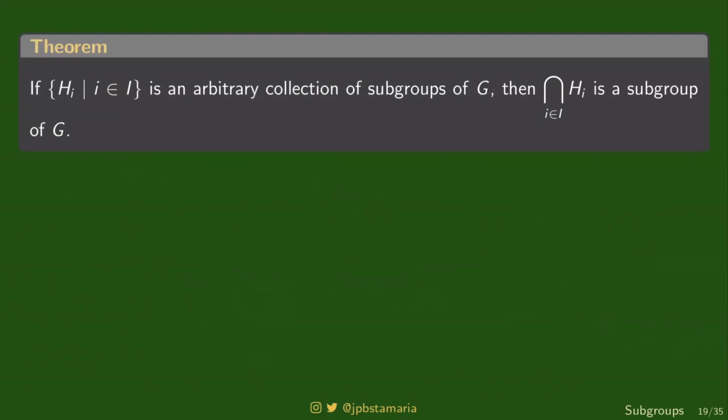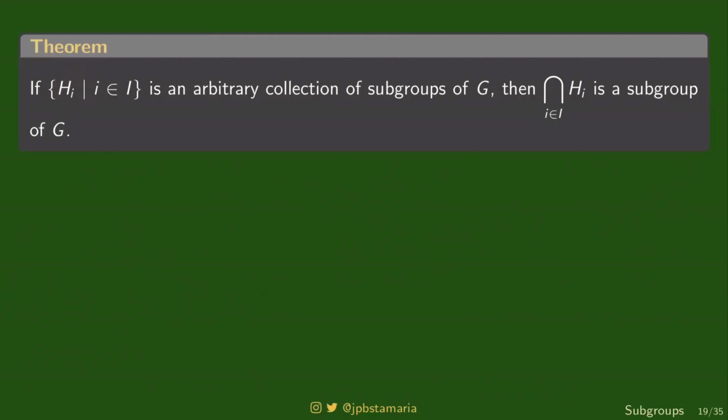Ano sabi ng theorem na ito? Let the collection H_i be an arbitrary collection of subgroups of G. Sabihin, yung mga H_i na tinutukoy dito sa collection na ito, they are all subgroups of G. Anong conclusion? Their intersection is another subgroup.